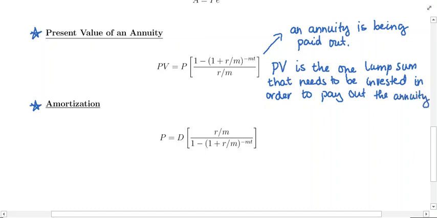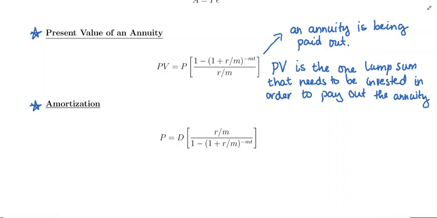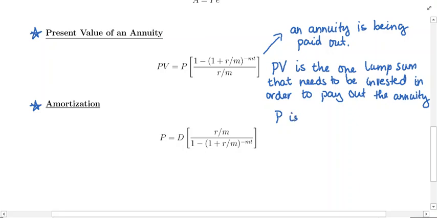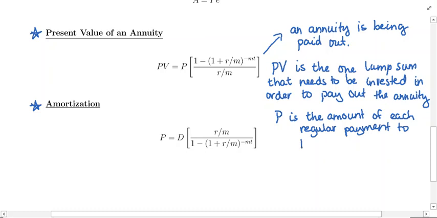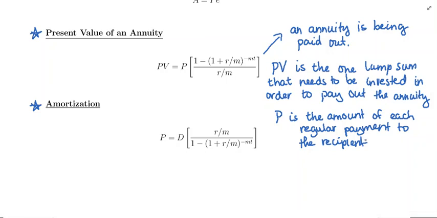Okay, so PV is the one lump sum that needs to be invested in order to pay out the annuity. P is the amount of each regular payment to the recipient. So just from talking about these two variables, you can see how this formula involves both a one lump sum and a regular sequence of payments.